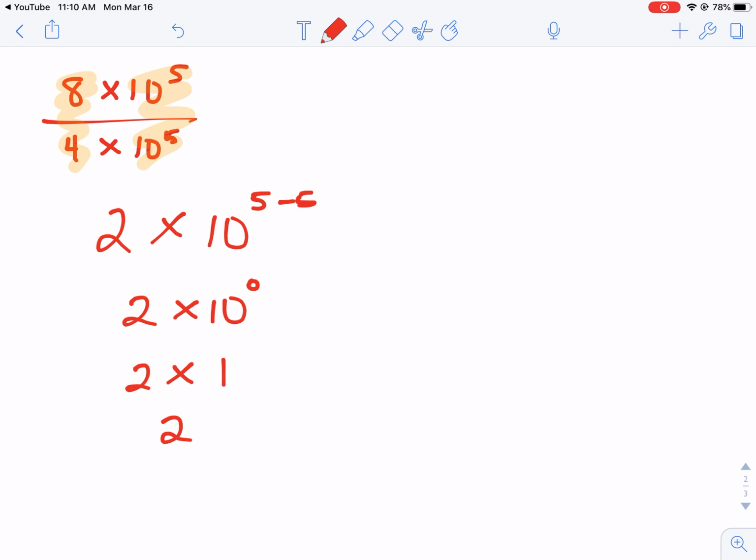Depending on how Big Ideas wants you to write this, it might want you to accept your answer like that. It might want you to simplify it down to 2. So kind of 2 options to try.